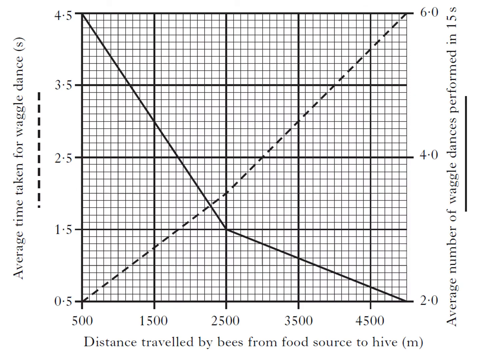Here's your graph. So this is the usual thing for you guys, that you have a double axis graph. So on this axis here we have the average time taken for the dance, and it's this line that we're looking at reading to this axis, and then we also have the average number of waggle dances, and this is the solid line and is reading to this axis, and along the bottom we have the distance travelled from the food source to the hive. Okay.